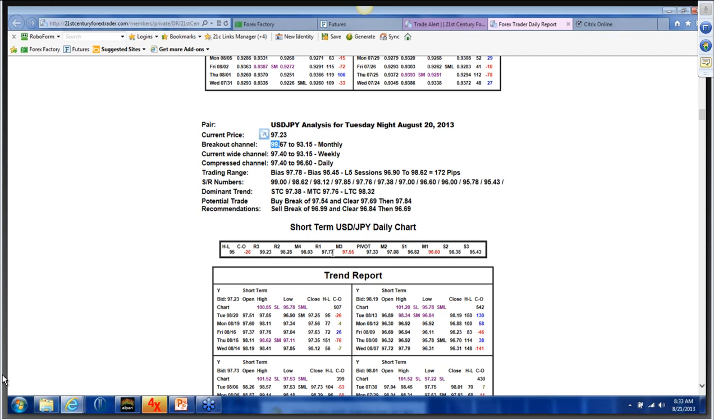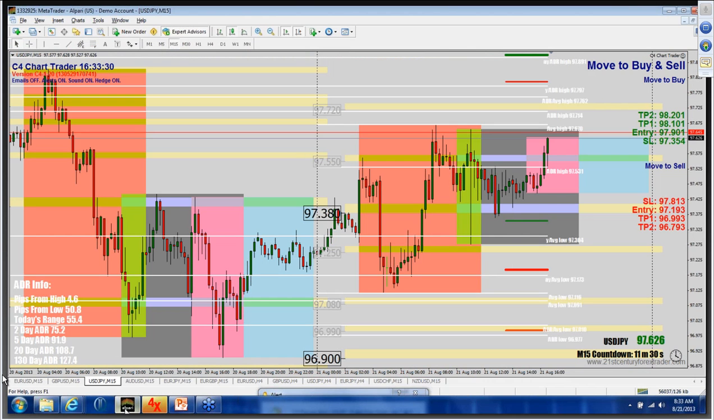All right, so let's have a look here. Are we trending or are we oscillating for the day on this USD JPY? Well, really we're oscillating a bit here as well, so we're oscillating with a little bit of a trend up.